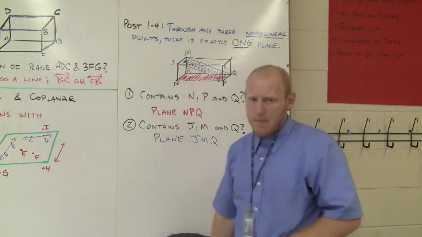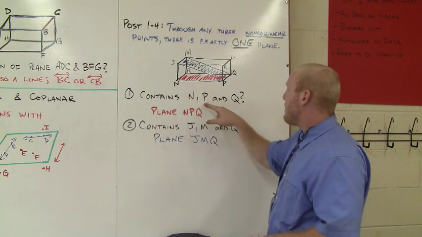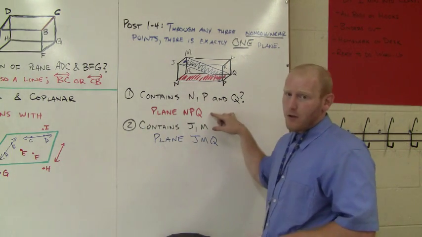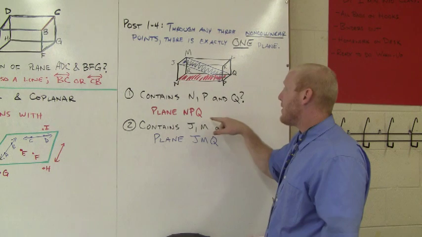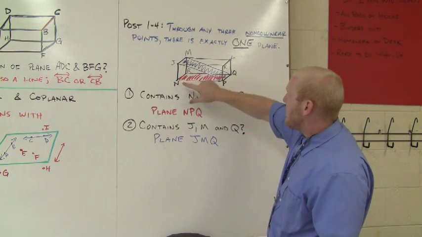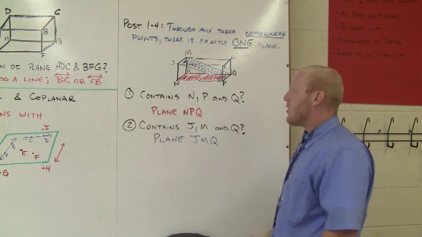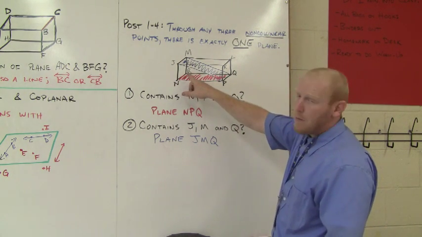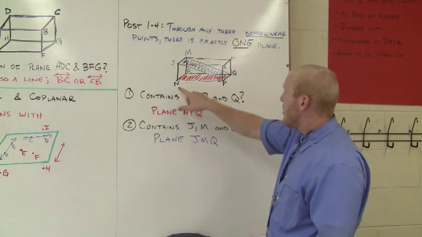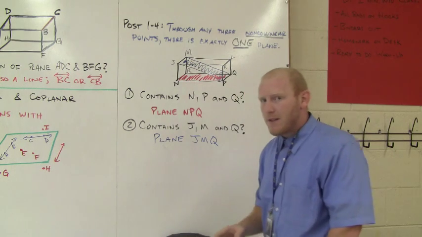So let's do an example of that, all right? I want to know a plane that contains points N, P, and Q. Now, I put my answer in red. I just named it plane NPQ, but I put it in red to match the shading up here. So this bottom part of this box would be plane NPQ, as you see here. And the fourth point on there would be point R. So that's plane NPQR.